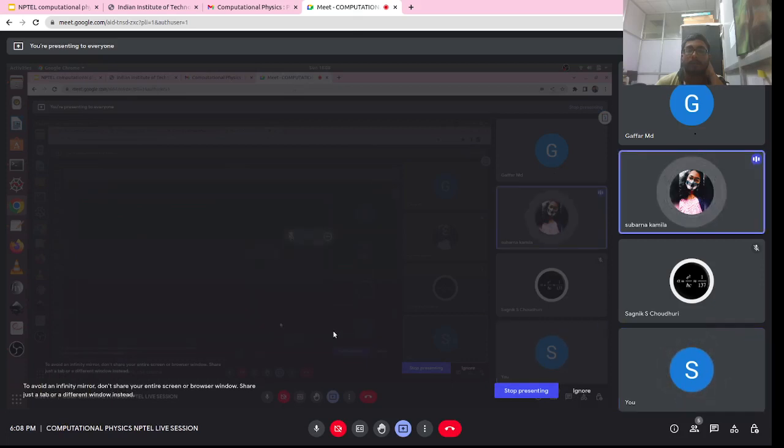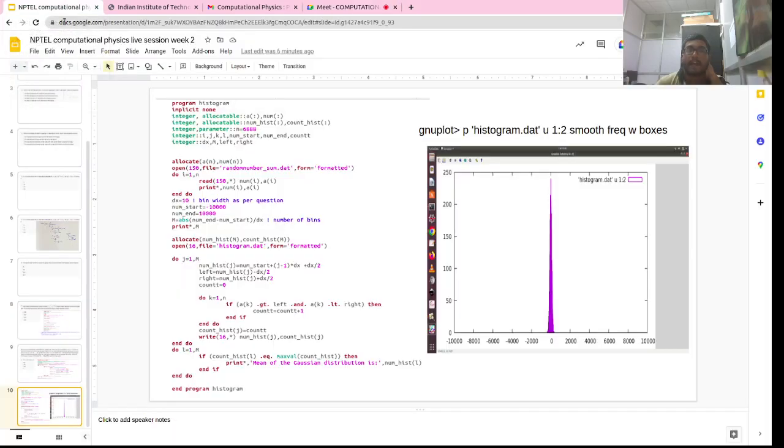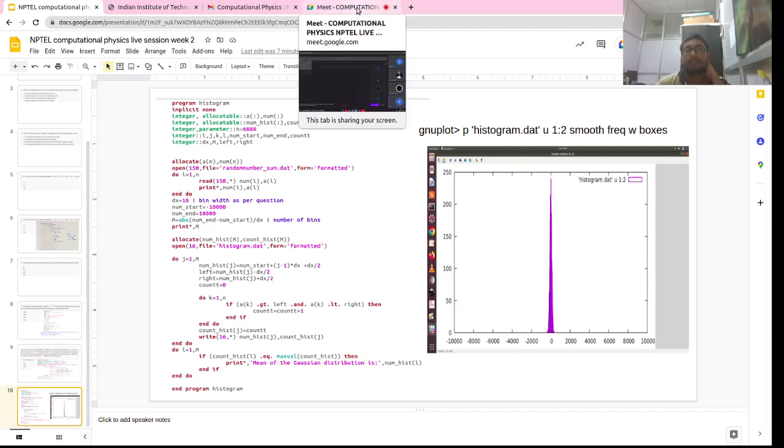Sir, are you doing this program in Colab or not? I am doing these programs, I mean, I write these programs in gedit. I have Ubuntu installed on my laptop, and gedit is a text editor. So I write them in that, and I compile them with the gfortran compiler. And for plotting, I use GNU plot. So that's it. You can use many other options, I think, for Fortran.